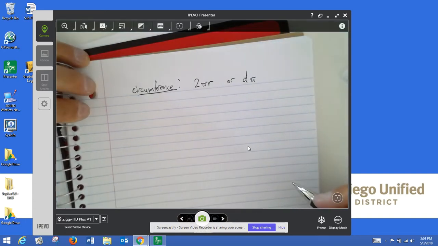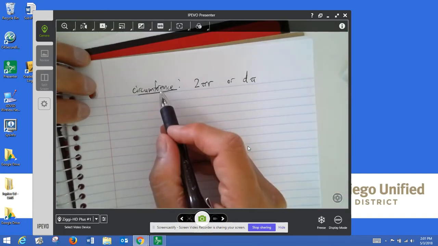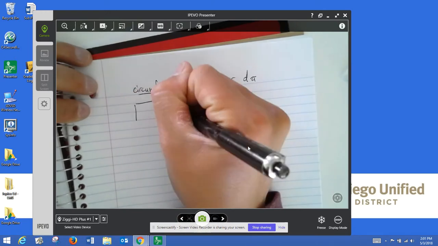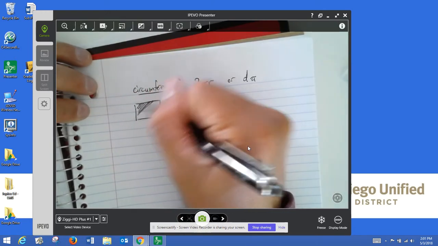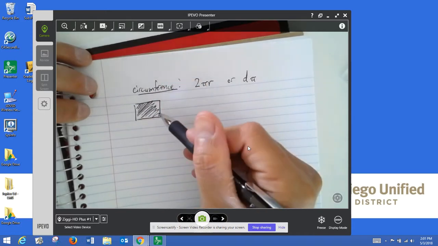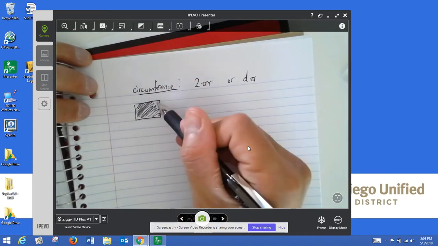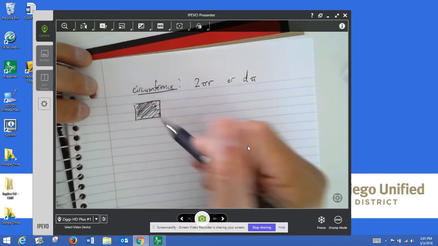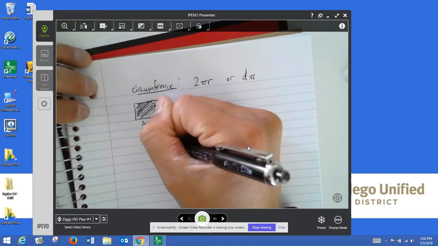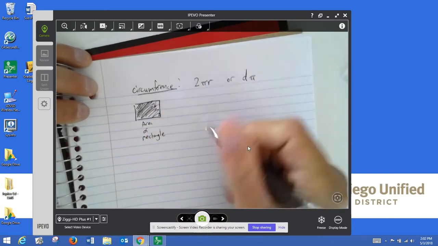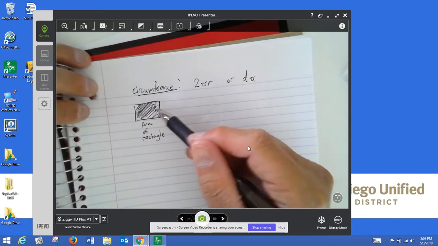So what does that mean? Well, first off, what is a circumference? If you think about it, when you take the area of a square or rectangle, it's like length times width. You're talking about the area, the surface in between the boundaries of the square. Let's say this is the area of a rectangle. Visually speaking, I'm not talking about the math, I'm just looking at the visuals.